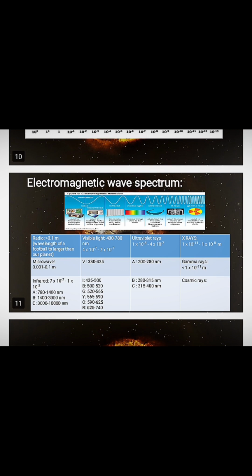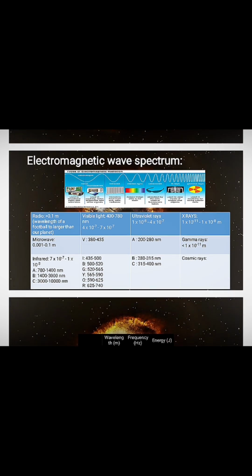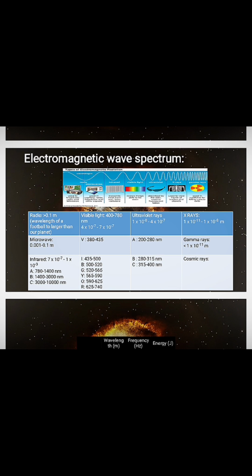This picture is showing the electromagnetic wave spectrum with their wavelengths. Radio waves, as we have discussed, have the longest wavelength, that is more than 0.1 meter. Microwaves are in the range of 0.001 to 0.1 meter. The infrared region can be divided into three types, A, B, and C.